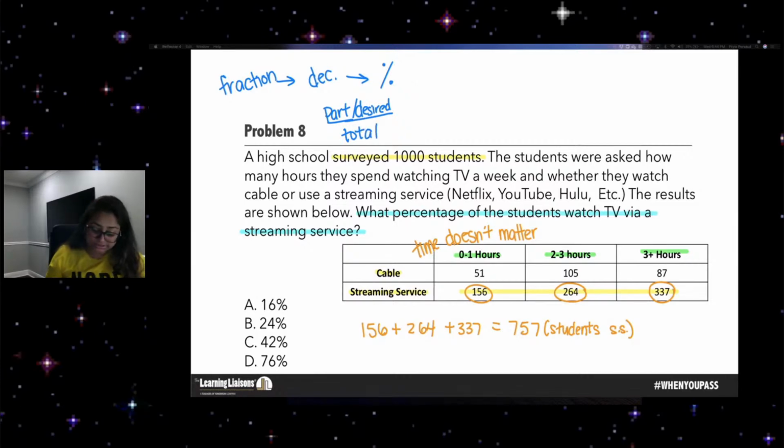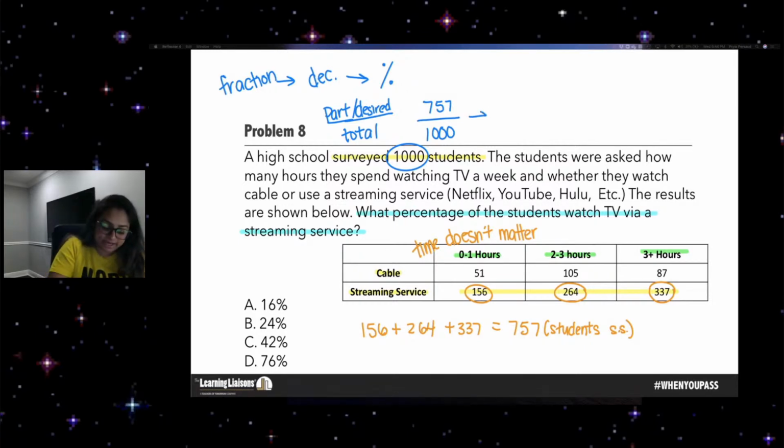right? So the part or desired that I'm looking for is the students that watch streaming services. Does not matter the amount of time they watched it, just as long as they watched a streaming service. So that gave me 757. And my total is the lovely 1,000 that they gave me in the beginning. If for whatever reason they did not provide you with 1,000, you have to add all 6 numbers up to get your total. And in this case, if you do, you get 1,000. That's how I know that it works.